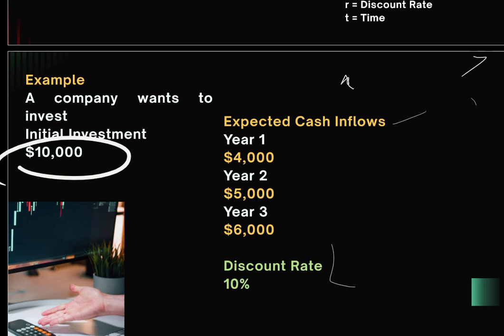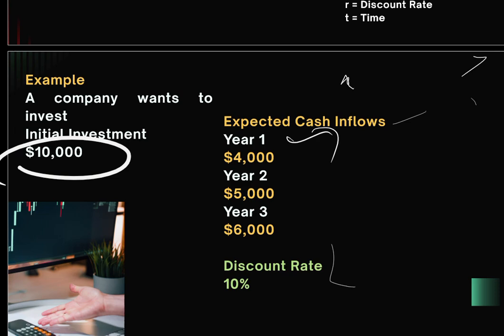So firstly, we have to convert these future expectations into today's value. Then we will compare that value with today's investment, right? You need to have the same base to compare something, right? That is the same thing we are doing here. And when we compare that value with today's investment, that is called the NPV.